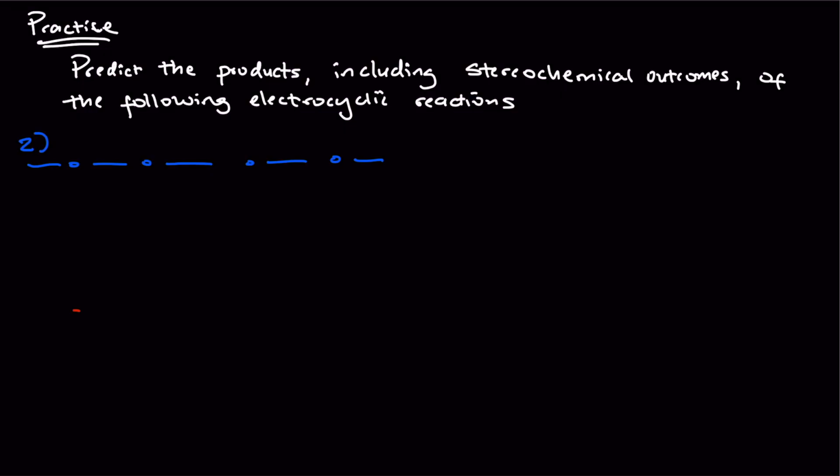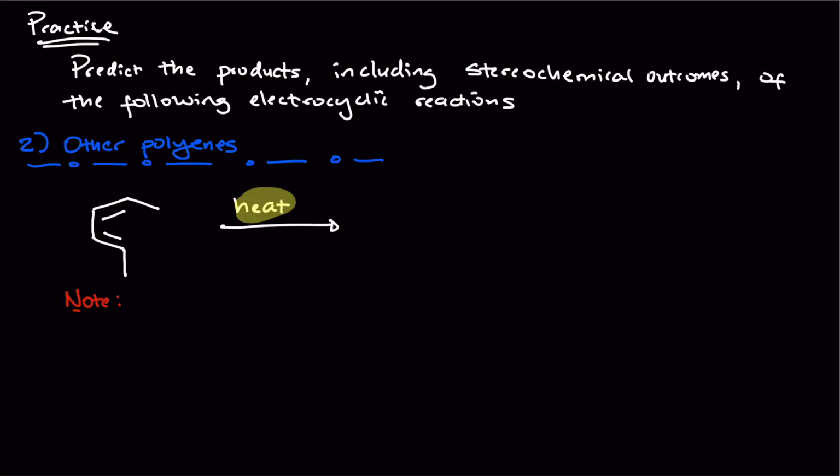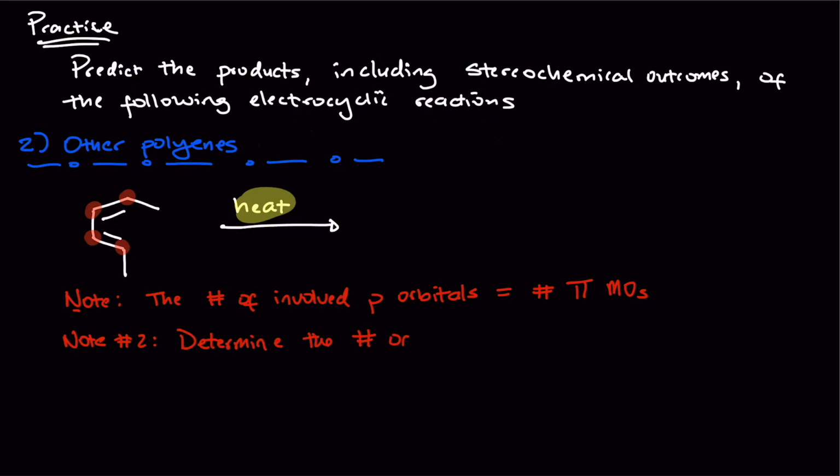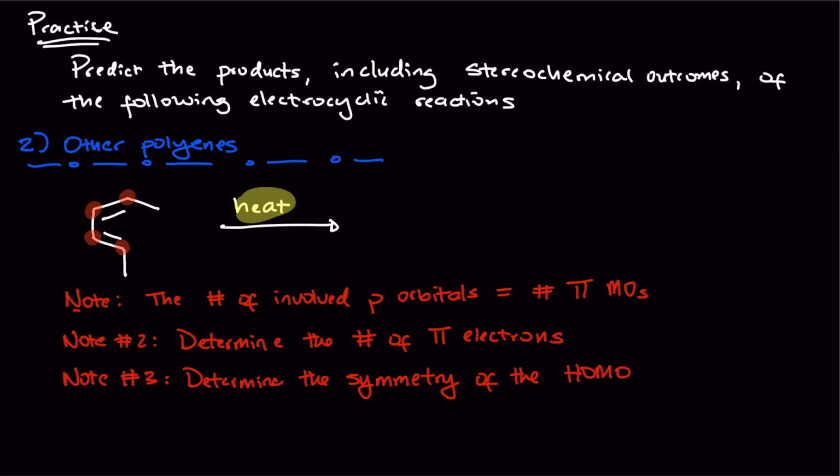In this second example, we are dealing with a different polyene with a different length. So now we're dealing with a 4 pi electron system with 4 pi molecular orbitals. So you need to be able to determine the number of pi molecular orbitals and the number of pi electrons in the system. But once you've done that, you can do the same thing we've done in this video. You determine the symmetry of the HOMO orbital, and then you start to rotate or twist, and you want to monitor what's going on with the methyl groups as you rotate to get that sigma overlap to occur accurately.